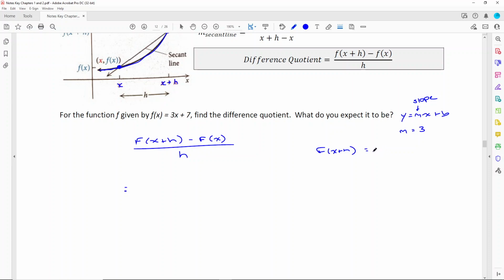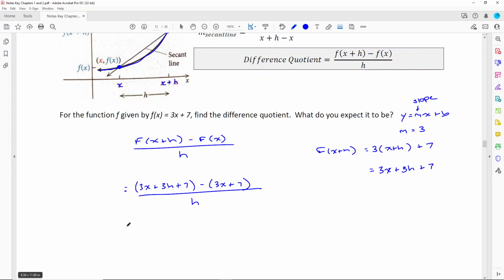So the value of my function when I put x plus h in is that I'm replacing the x with x plus h, and then I'm going to distribute. So I get 3x plus 3h plus 7. This is the value of my function when x is x plus h. So I'm going to put that in here. I've got 3x plus 3h plus 7, and I'm going to take away the original function, which is 3x plus 7, and divide it by h. All right, let's keep simplifying.